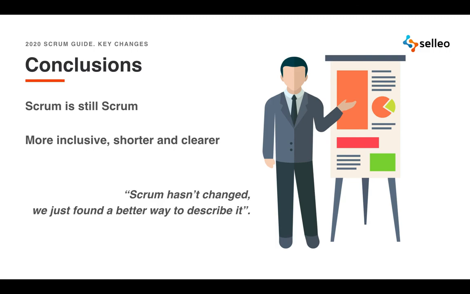The 2020 release makes it more inclusive, shorter, and even clearer. It presents the pure essence of Scrum to ensure that it is easy to understand and adapt. As authors say, Scrum hasn't changed. We just found a better way to describe it.